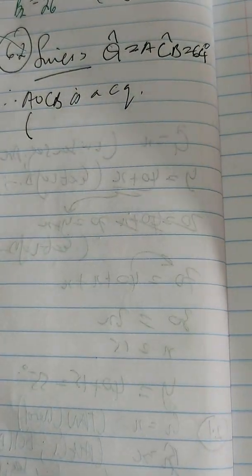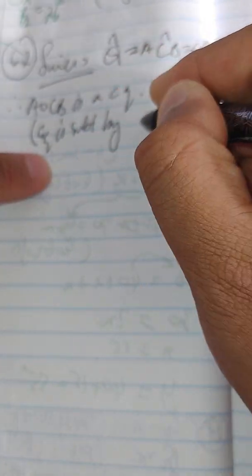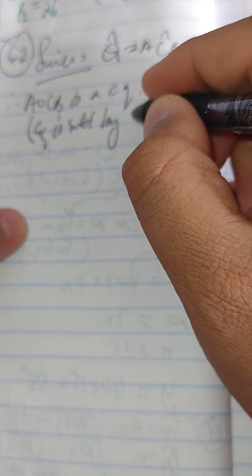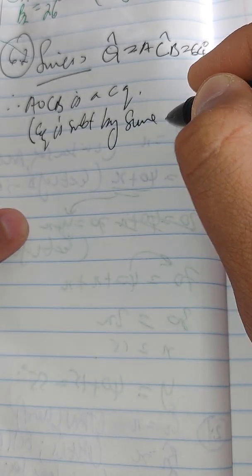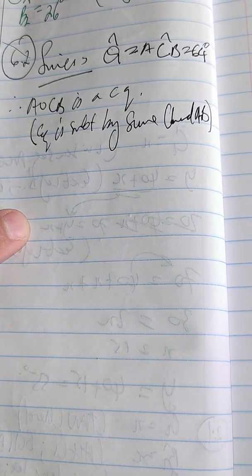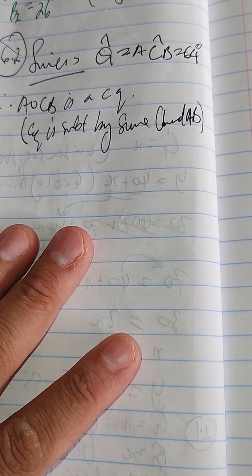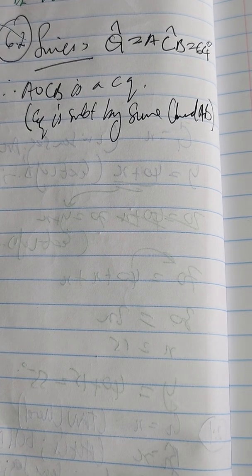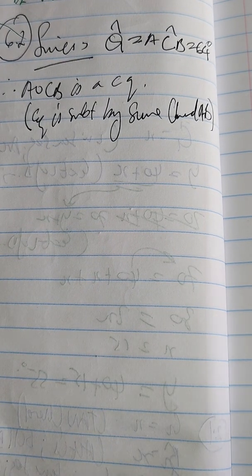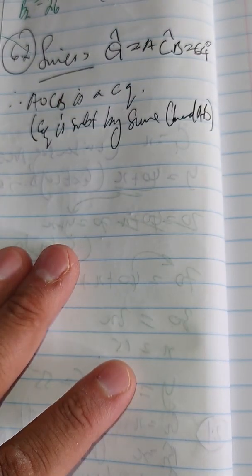Or we say equal angles subtended by the same chord or the same line. So it has to be a cyclic quad. A circle can then go through those points there. Now we're going to look at the last one, which is number 8.